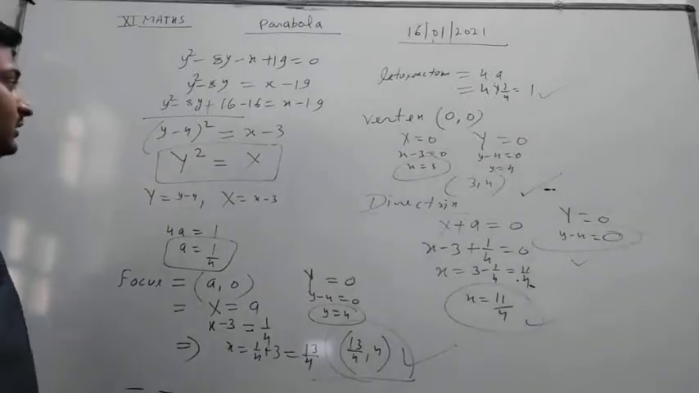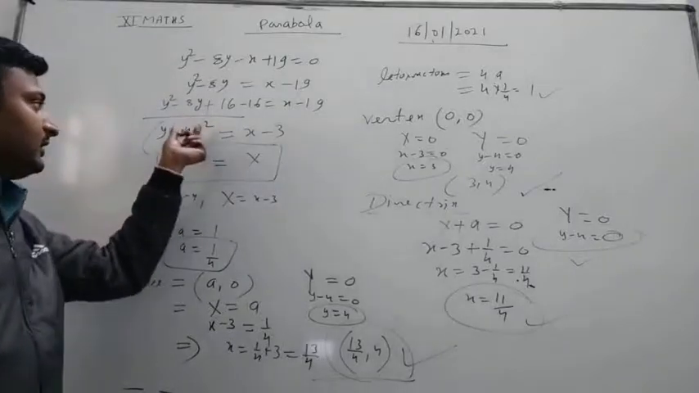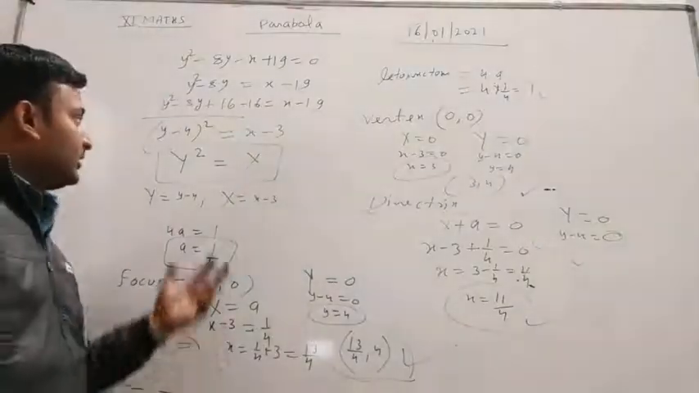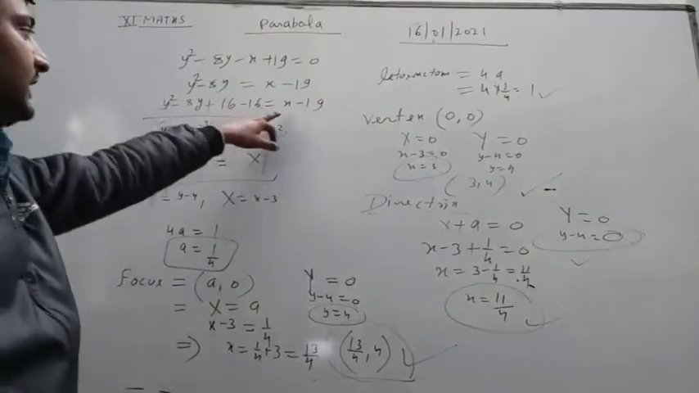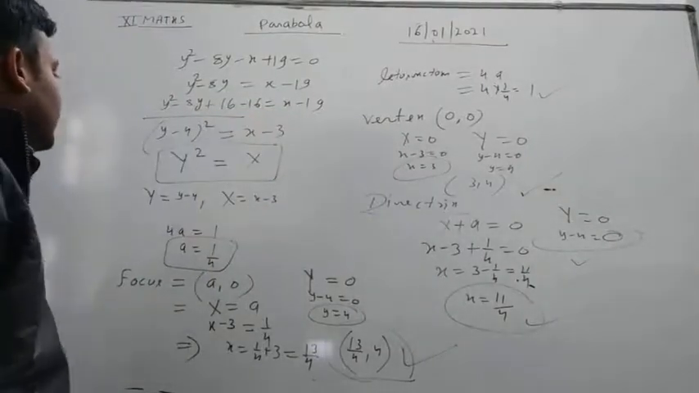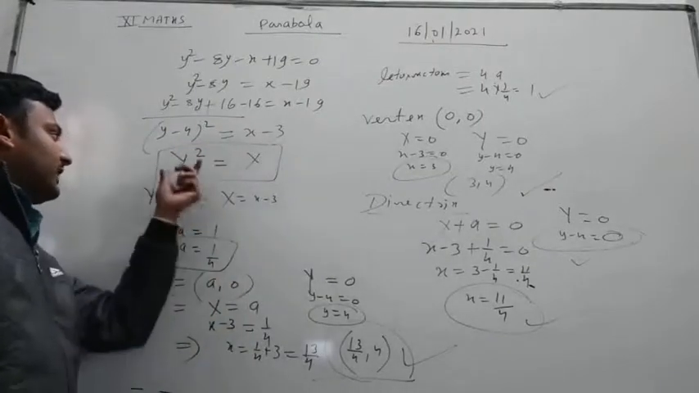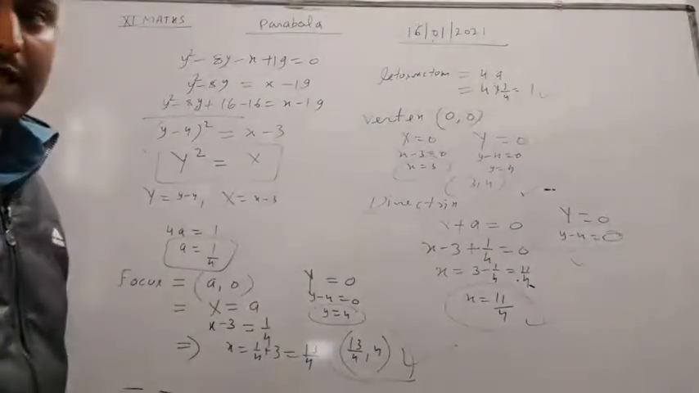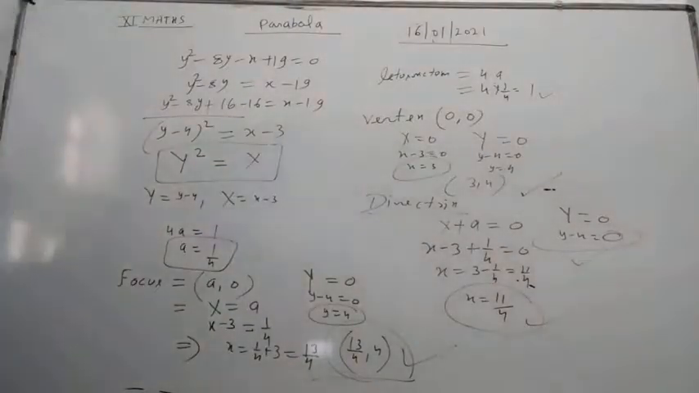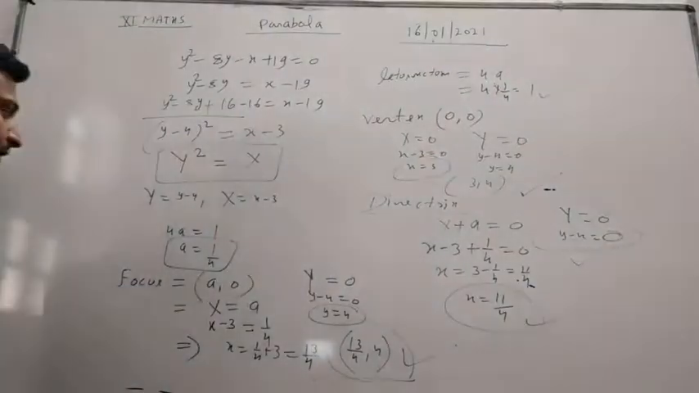So student, first of all, in this question we have made this into standard form. We have added 16 and subtracted 16. This is x minus 3. So (y minus 4) whole square is x minus 3. We have taken this as capital Y and this as capital X. So you can write capital Y square is equal to capital X, student. So we can write y minus 4 and this is x minus 3.